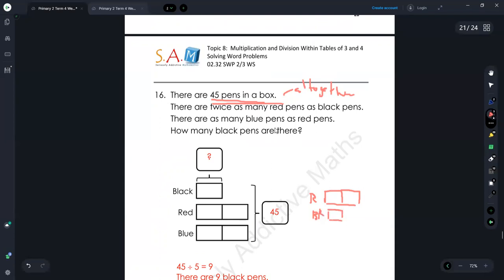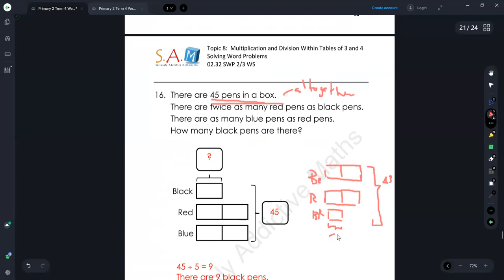And then there are as many blue pens as red pens. What does that mean? It means blue is the same as red pens. You might want to spell it out. Easier to see. Notice I draw it differently because I'm trying to show them what it looks like if you draw it sentence by sentence. And how many pens are there all together? 45. And then the question is how many black pens? So this is the question mark.